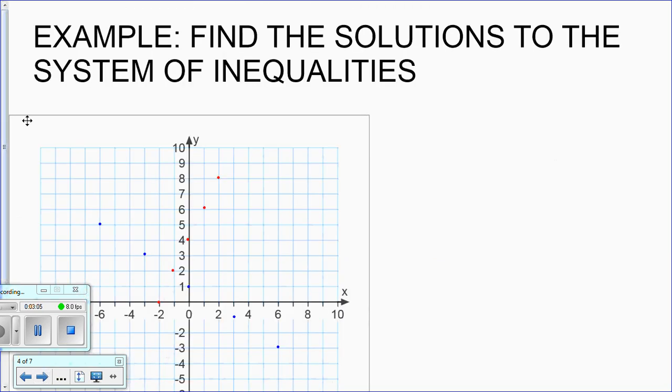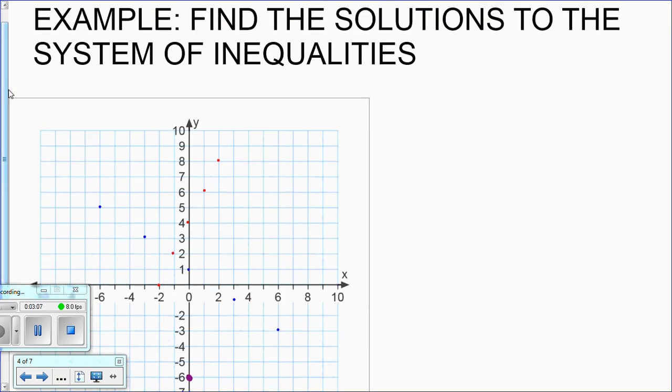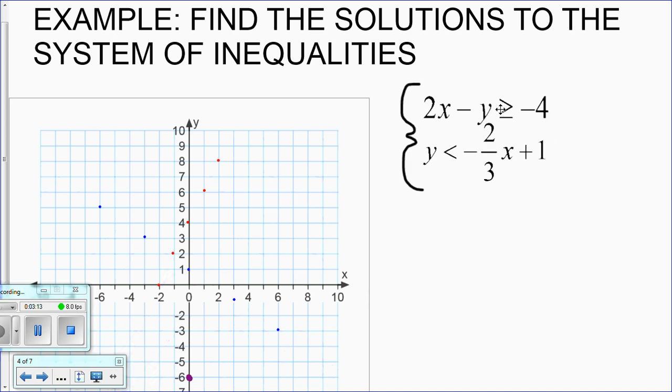Here we go. Oh my gosh, I made things so big. Alright, so here we have to find a solution to the system of inequalities, and here's the system of inequalities. We have 2x minus y is greater than or equal to negative 4, and y is less than negative 2/3 x plus 1. The first thing we need to do is change this top one, because it's not in slope-intercept form. So, we change it around. We go ahead and subtract 2x from both sides, so now we have negative y is greater than or equal to negative 2x minus 4.